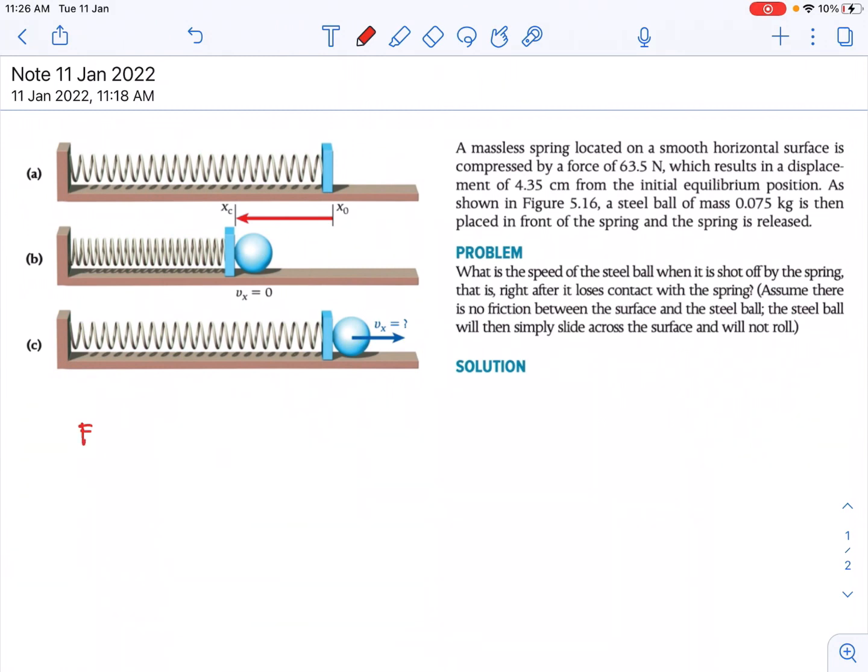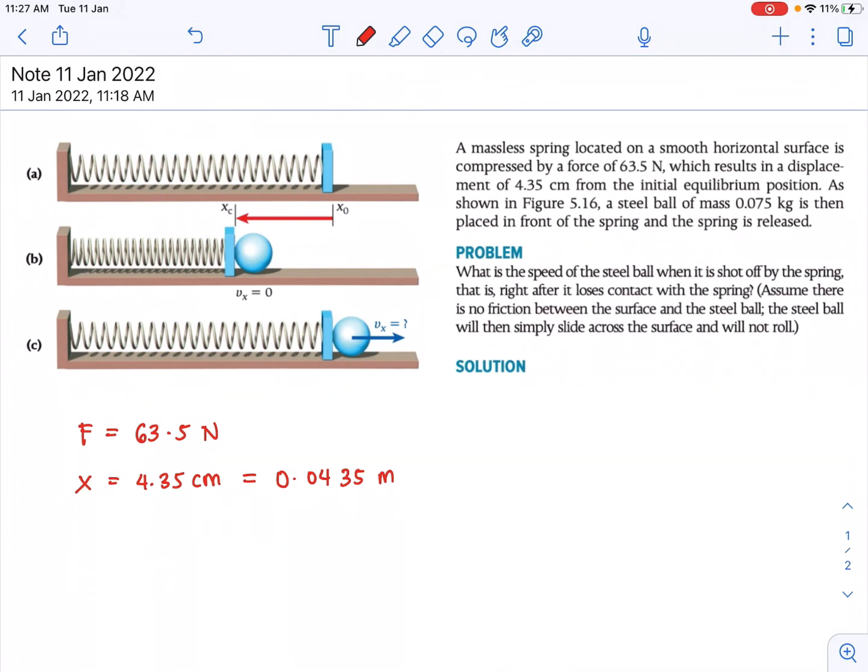First we're given the force, which is equal to 63.5 newtons. This is the force being exerted on the spring to compress it, which results in a displacement of 4.35 centimeters. So this is our x, equal to 4.35 centimeters, and we need to convert this into meters by dividing by 100. So 4.35 divided by 100 is equal to 0.0435 meters.